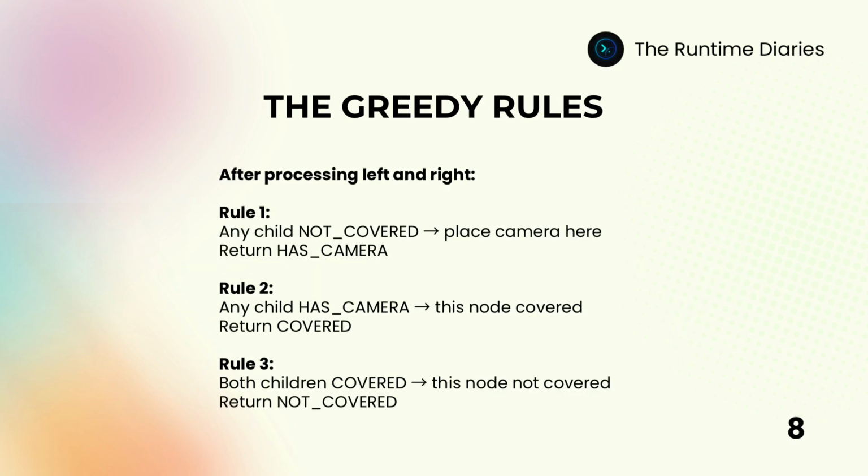After processing left and right children, we apply three simple rules. Rule 1. If any child is not_covered, this node must place a camera. Return has_camera. Rule 2. If any child has_camera, this node is covered. Return covered. Rule 3. If both children are covered, this node is not covered. Return not_covered. That's it. These three rules solve the entire problem.